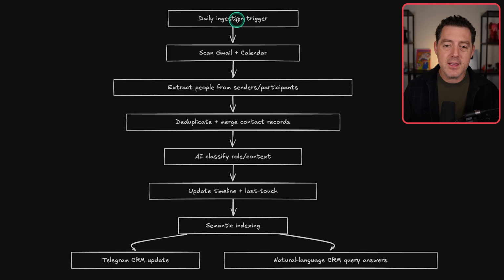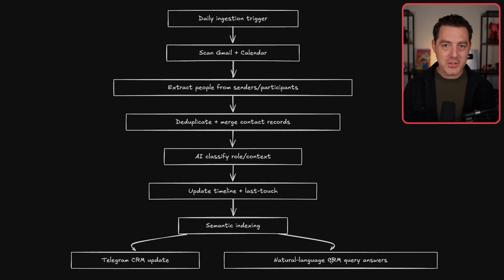I have the daily ingestion trigger, which is a cron job. It downloads Gmail and my calendar, by the way, not just Gmail, also my calendar. It extracts people from the senders and participants. It deduplicates everything, merges contact records. It uses AI to classify the role in context. And I use a very inexpensive, very fast Gemini 2.5 Flash model, I believe, to do that classification. Then we start to update the timeline in Last Touch. It does semantic indexing and it sends me updates via Telegram when I want it. And I can also just query against it, as I said earlier.